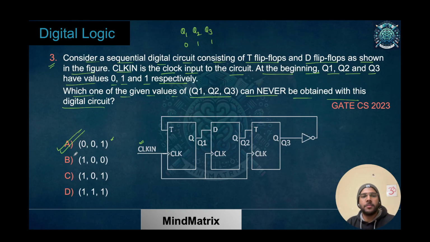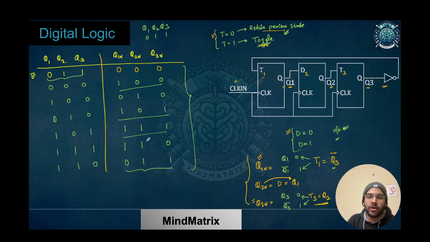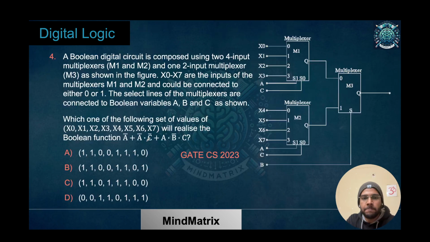Right, so that means option A is the correct answer for this question, and these are the given values that can never be obtained with this circuit. I hope it is clear. I have explained in a lot of detail, and you can try to solve this question again by yourself just to practice again. Okay, let's proceed to our last question of today's video.